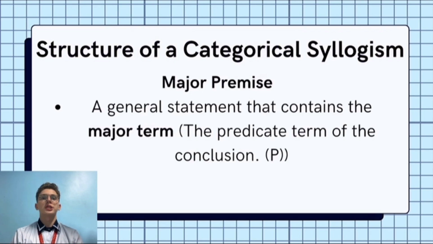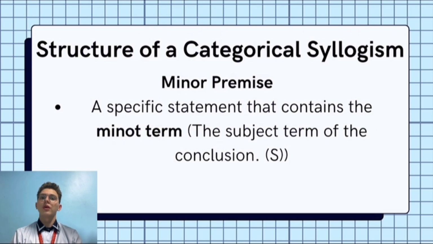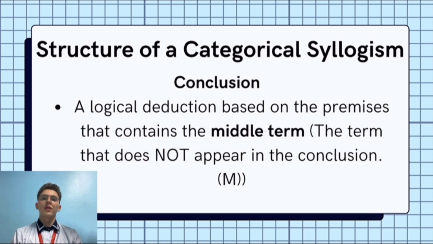1. Major premise. A general statement that contains the major term, the predicate term of the conclusion, denoted as P. 2. Minor premise. A specific statement that contains the minor term, the subject term of the conclusion, denoted as S. 3. Conclusion. A logical deduction based on the premises that contains the middle term, the term that does not appear in the conclusion, denoted as M.